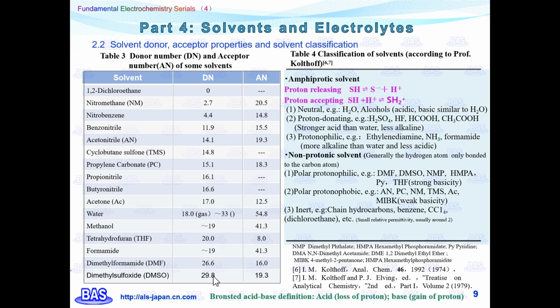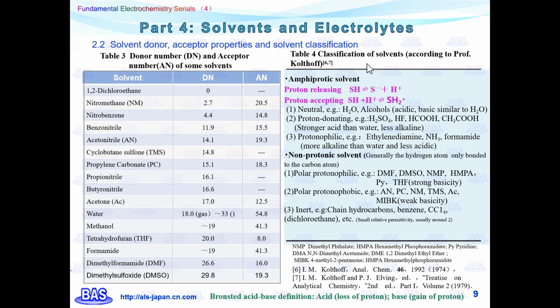However, there is little correlation between the donor and acceptor numbers of a solvent and the relative permittivity. Solvents are usually classified in terms of Bronsted acid-base, which are classified according to how easy it is to lose or gain protons. Table 4 is an example of Professor Kosower's solvent classification.